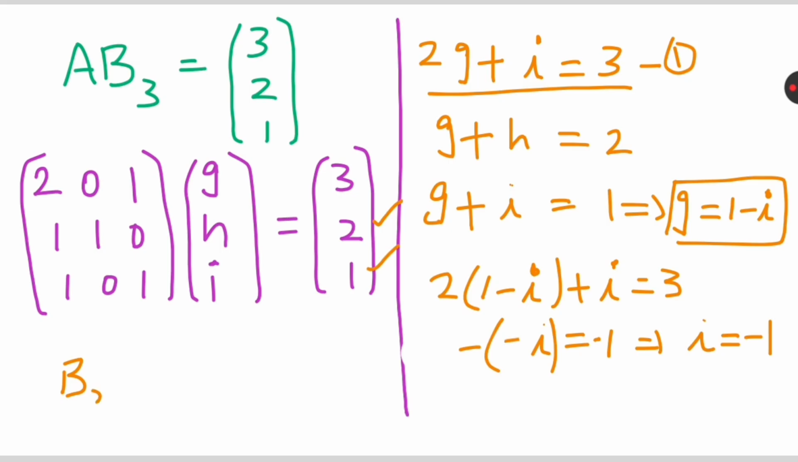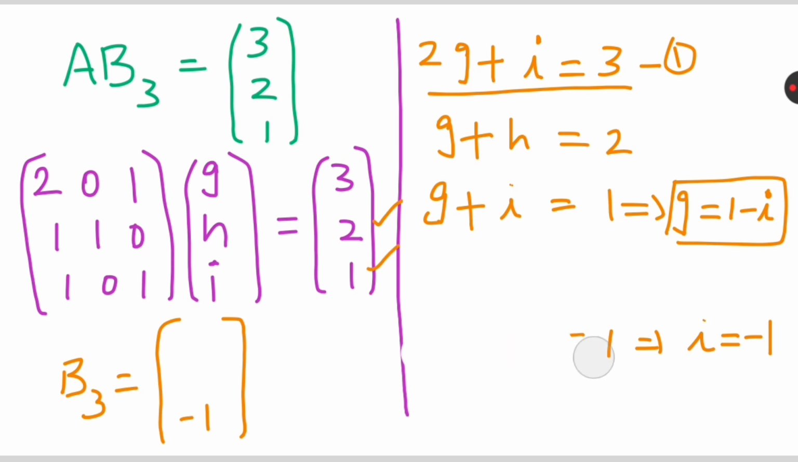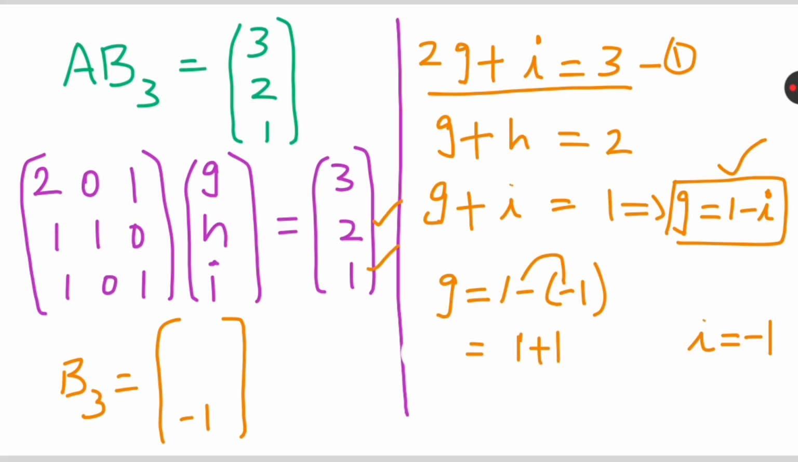B3 is nothing but G, H, I, isn't it? So that means we got the I value, which is minus 1. Now we need to find G and H values. So we know that the I value is minus 1. This I value we substitute in the third equation. So G equal to 1 minus I. I value is minus 1, so just directly write minus 1. So here 1 plus 1 which is 2. So the G value is 2.